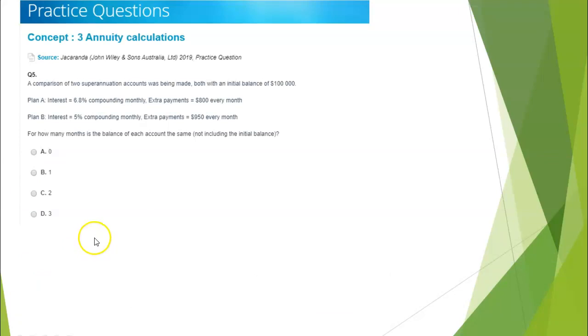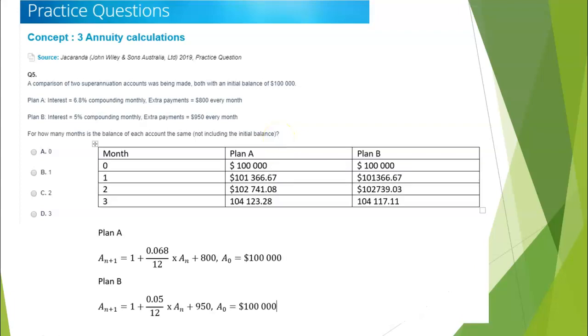Okay, question 5, the last question. So a comparison of two superannuation accounts, both with a starting balance of $100,000. So plan A has 6.8% compounding monthly with $800 paid per month. Plan B has 5% compounding monthly with $950 put in per month. It says, how many months is the balance of each account the same, not including the initial balance?